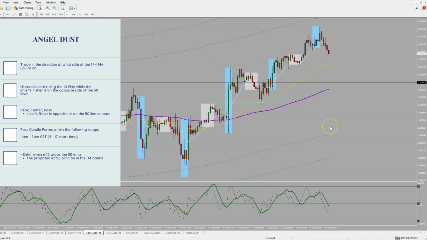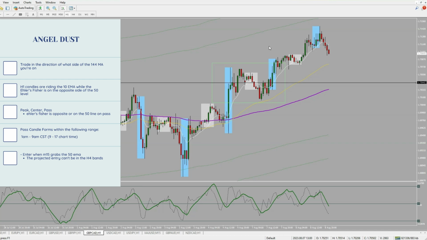So if you look on the rule sheet, it says anytime between 1 a.m. and 9 a.m. Central Standard Time. Convert that to whatever time zone you're in. I'm in Central Standard Time, so that's what I'm going off of. Or I put the chart times as well, 9 to 17 chart time. And chart time is, like if you look at that crosshair and you look down there and it says 13 chart time, that's just how the chart times go. But 13 equates to 5 in the morning for where I'm at, Central Standard Time.